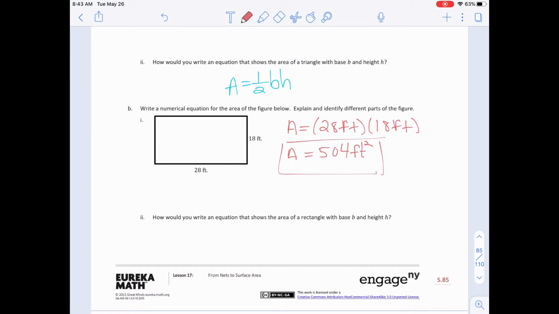How would you write an equation that shows the area of the rectangle with a base B and a height H? Well, for a rectangle, we just take the base times the height. Remember, a triangle is 1/2 base times the height. A rectangle is just base times the height. Or you could have the area as the length times the width for a rectangle, but notice they specifically told us to have B and H, so you should have this one, but you could also use length times width in general.